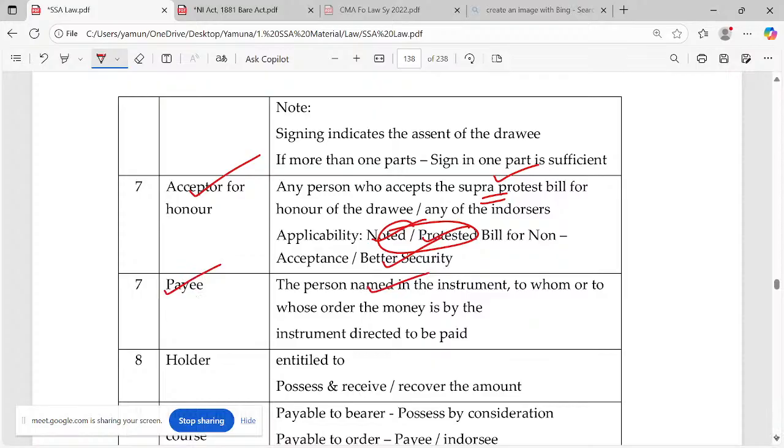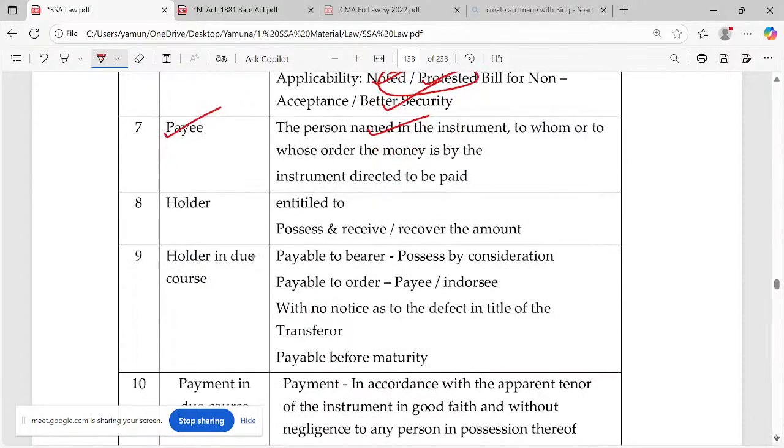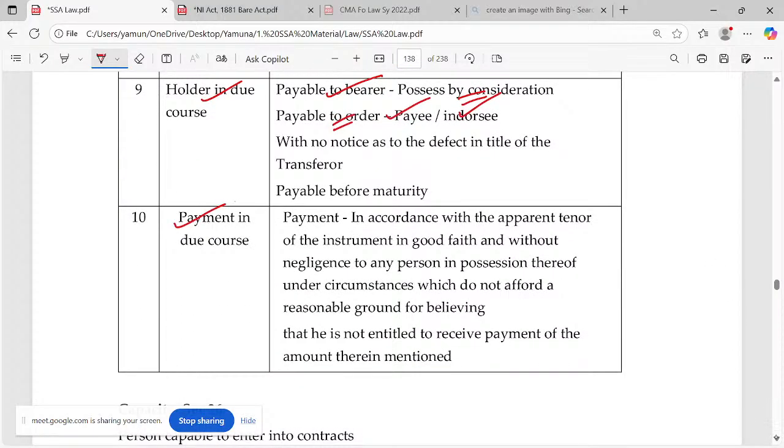Payee is the person named in the instrument who is to be paid. Holder is who is entitled to possess and receive; we know all this. Holder in due course: payable to bearer, possessed for consideration; payable to order, either he is a payee or endorsee. Then payment in due course. So obviously, what is payment in due course? From X's point of view, when he completely believes that Z has the right to collect the amount from X, then he can pay. If he doesn't have that right, then X has to ask for proof whether he can pay or not. That is payment in due course.